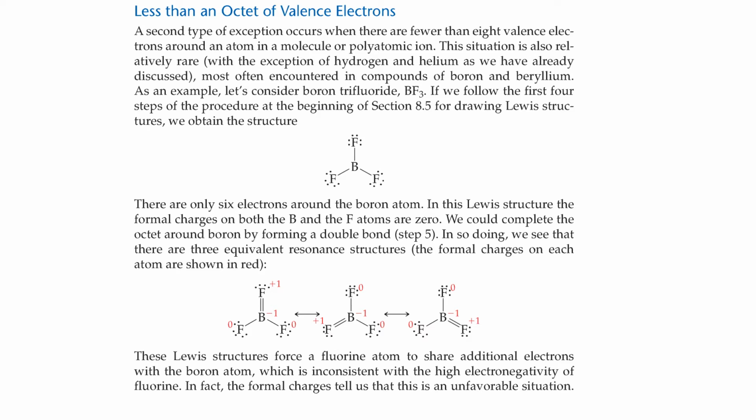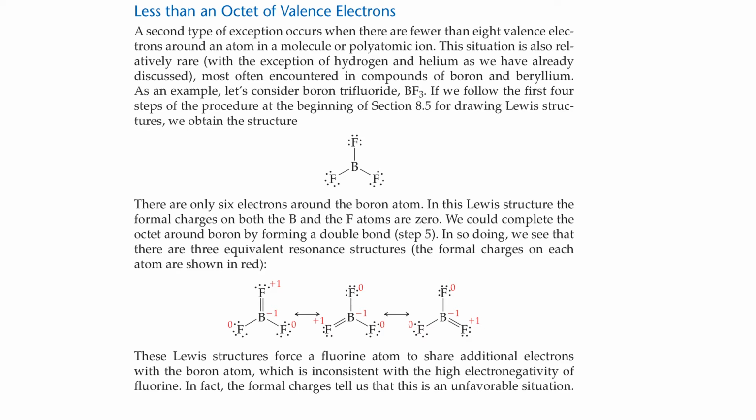Less than an octet of valence electrons. A second type of exception occurs when there are fewer than 8 valence electrons around an atom in a molecule or polyatomic ion. This situation is also relatively rare. With the exception of hydrogen and helium, as we've already discussed, it is most often encountered in compounds of boron and beryllium. As an example, let's consider boron trifluoride.